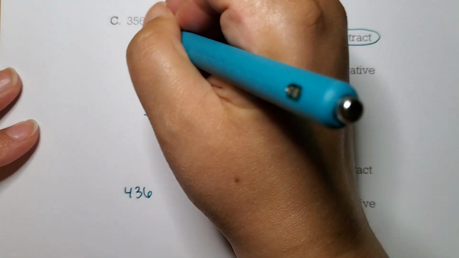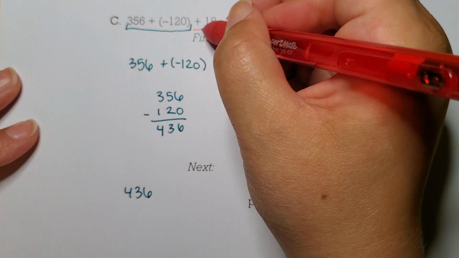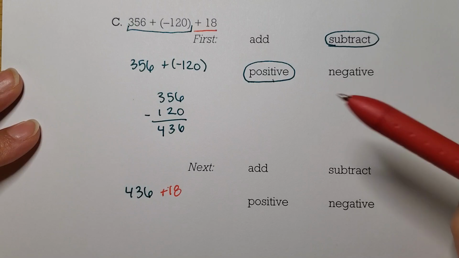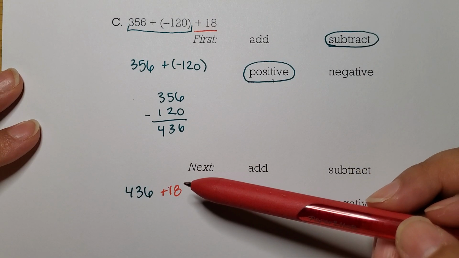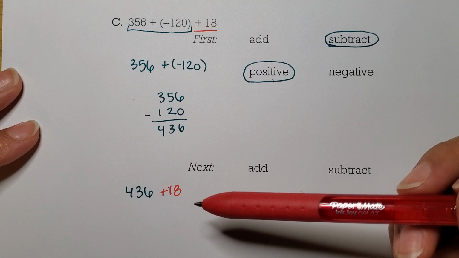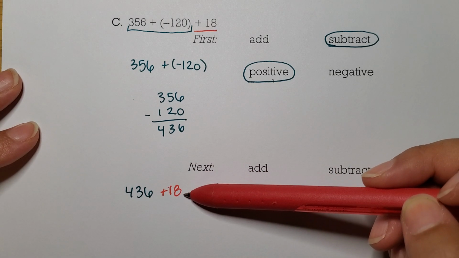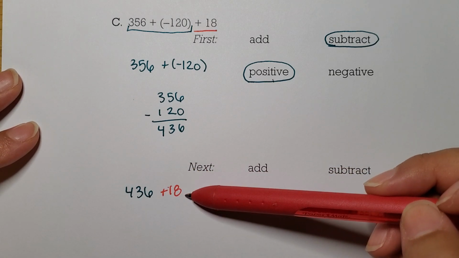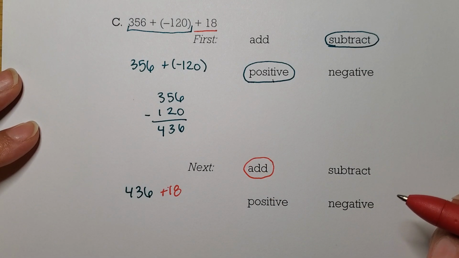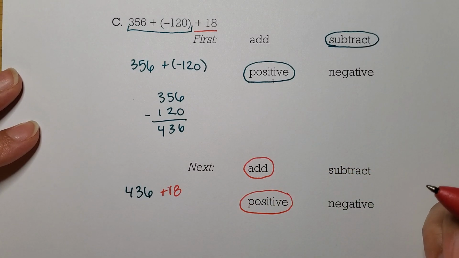So that took care of adding these first two numbers. Now let's add this 18. So when I look at these two numbers, are they both the same type of financial transaction, or are they different? So here I deposited 436, and here I deposited 18. So both of these are deposits. So that means I'm going to add to see how much I deposited total. Since they're both deposits, our answer will be positive.